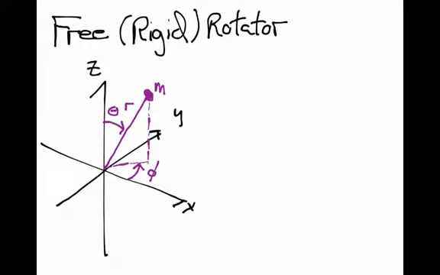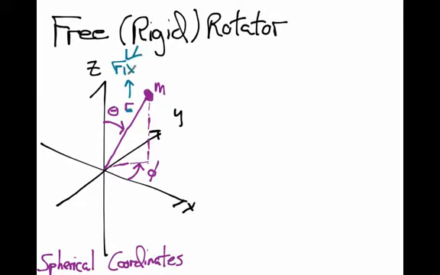So an angle of 0 means we're pointing straight up, theta equals 0, and an angle of pi over 2 or 90 degrees means that we're in the xy plane. So these are the spherical coordinates shown in purple here.